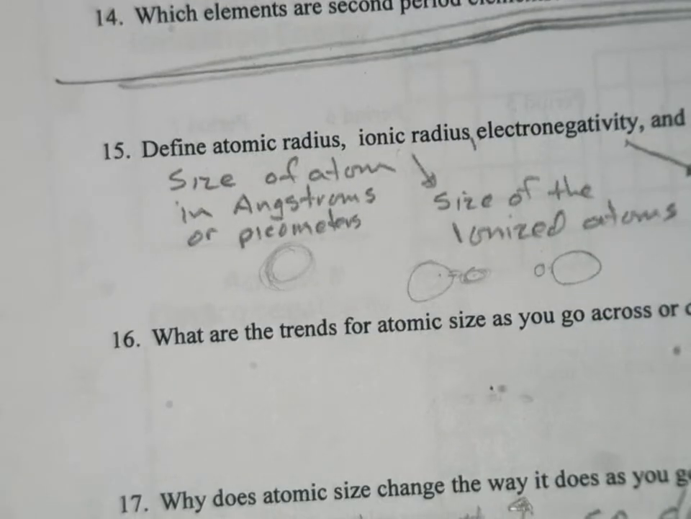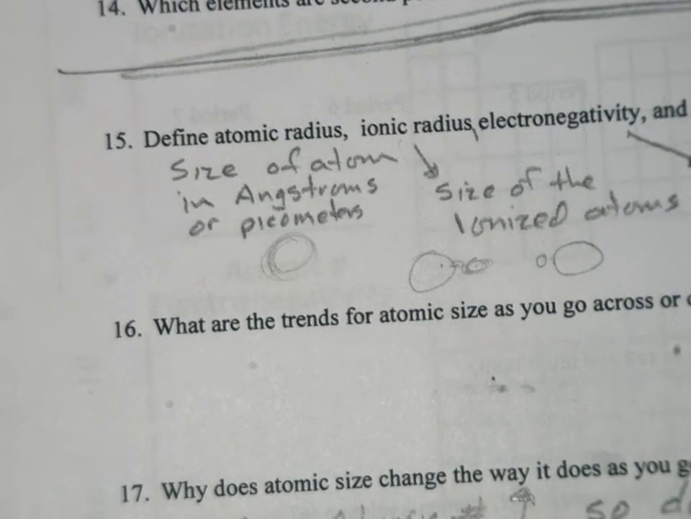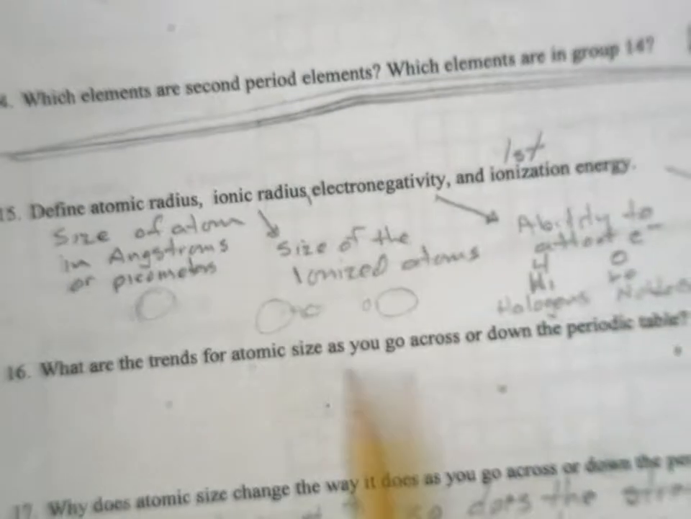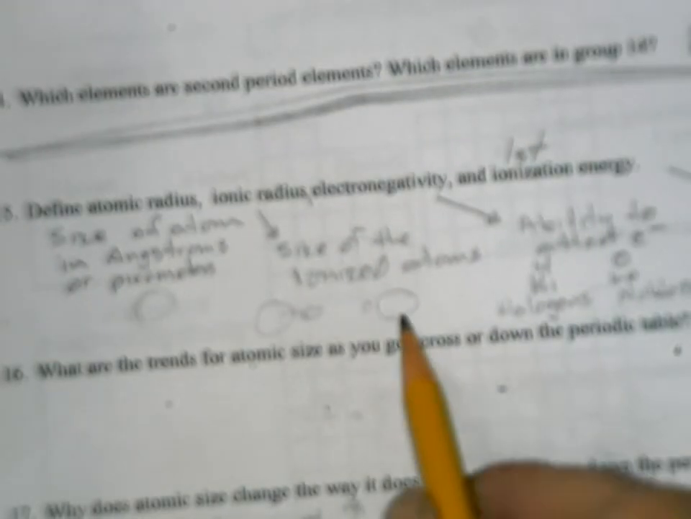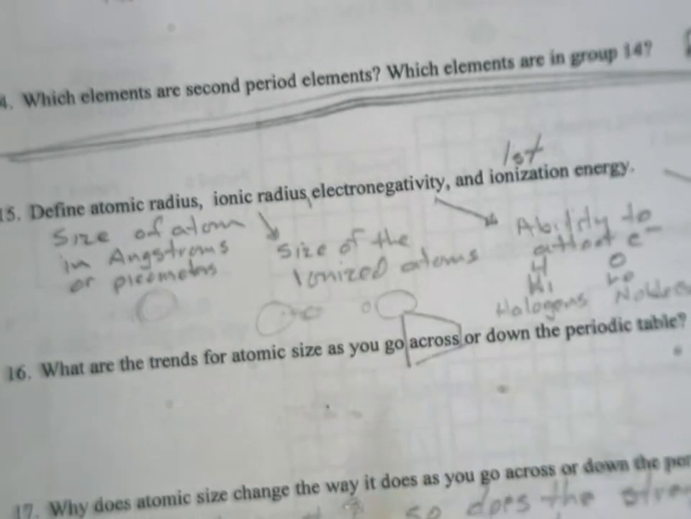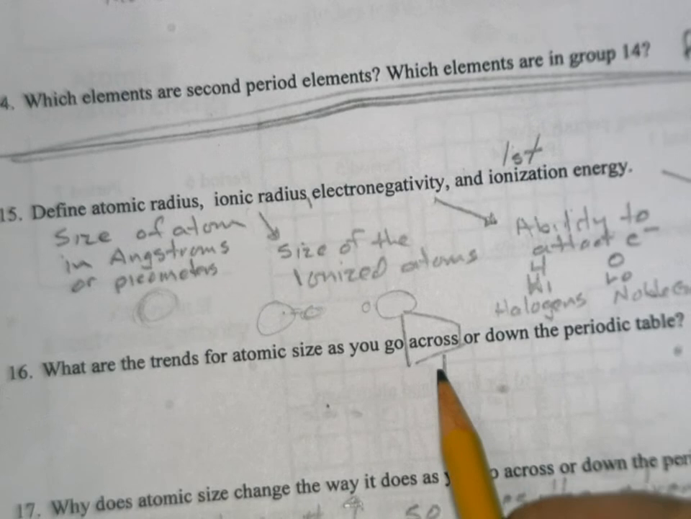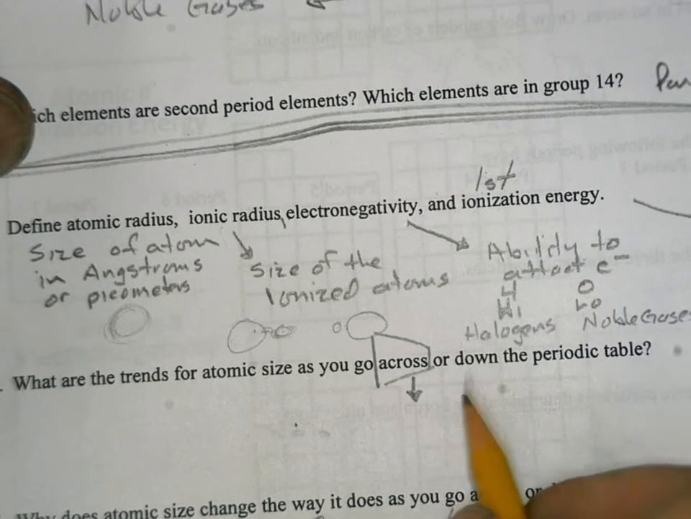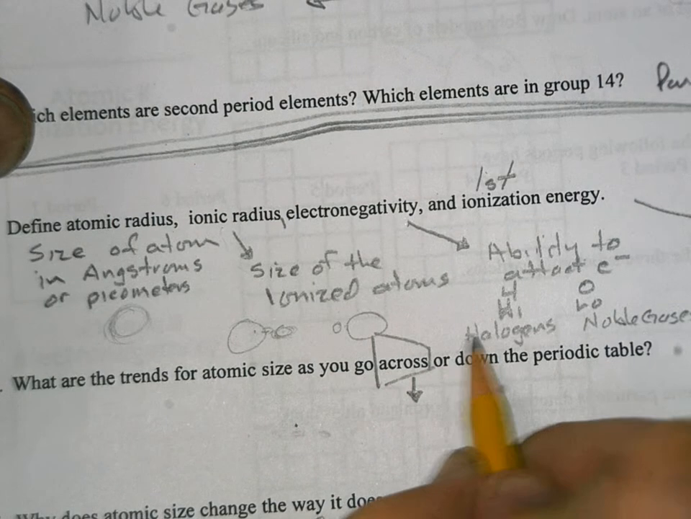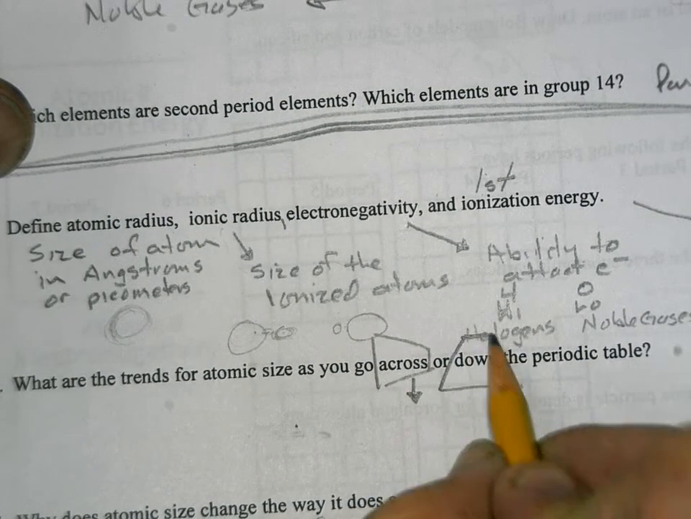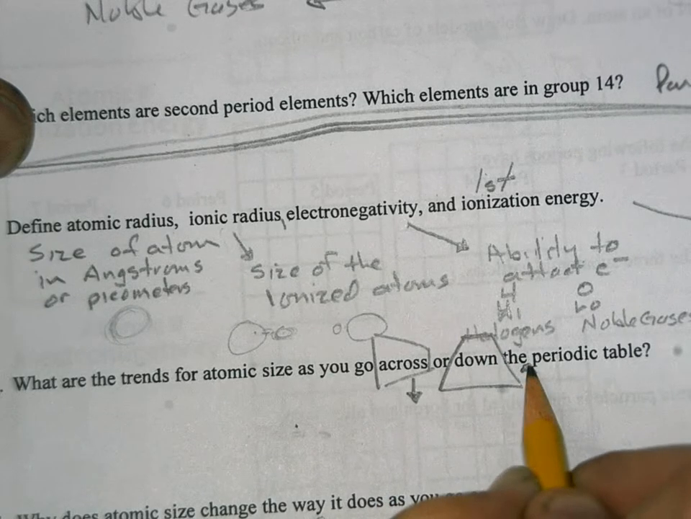Number 16, what are the trends for atomic size as you go across or down the table? Well, as you go across the table, they're really big on the left side and they get smaller as we go across. So what we're going to say is as you go across the table, they decrease in size. As you go down the periodic table, they get bigger, so their size increases as you go down.